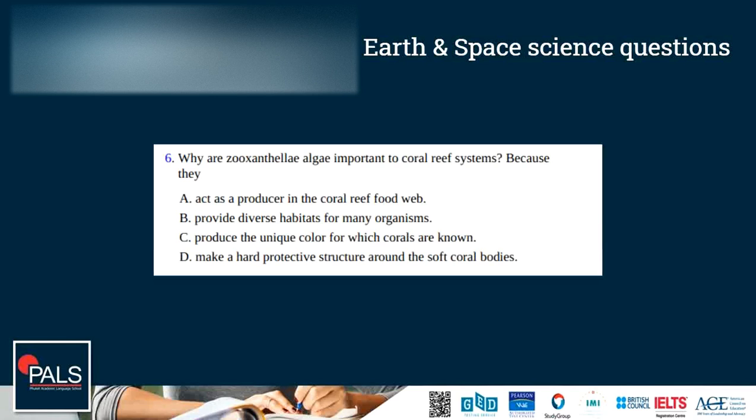But the correct answer is not C. Well, they do produce the unique color for which corals are known, but that is not the reason why they are important for the coral reef. Since they are algae, they produce food. They are autotrophs. They're able to do photosynthesis, and they are the main producers, or very important producers, in a coral reef ecosystem. So the correct answer here is A.